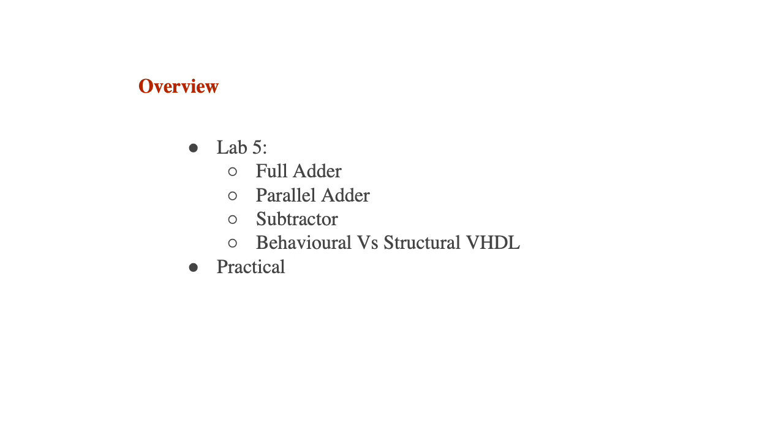In Lab 5 we're gonna introduce the basic component or the building block for the adder, which is the full adder. Then we're going to use multiple full adders to create a parallel adder. Then we're going to move on to how to create a subtractor from the full adder or from a parallel adder. Finally, we're going to implement the adder using behavioral versus structural modeling in VHDL in an additional video.